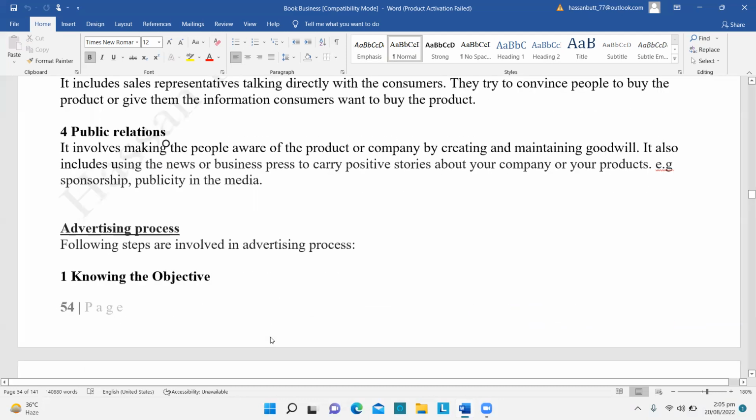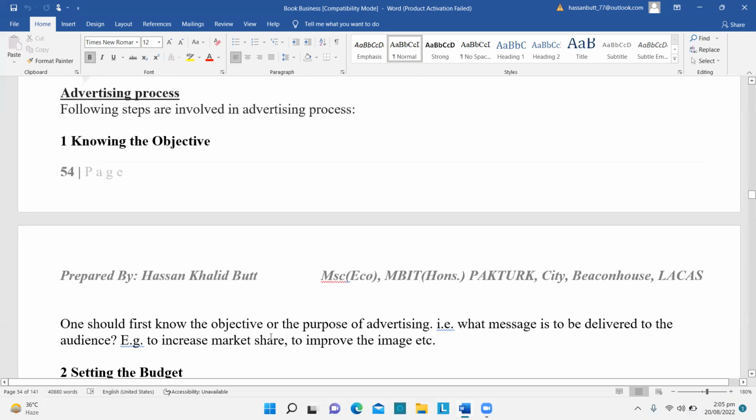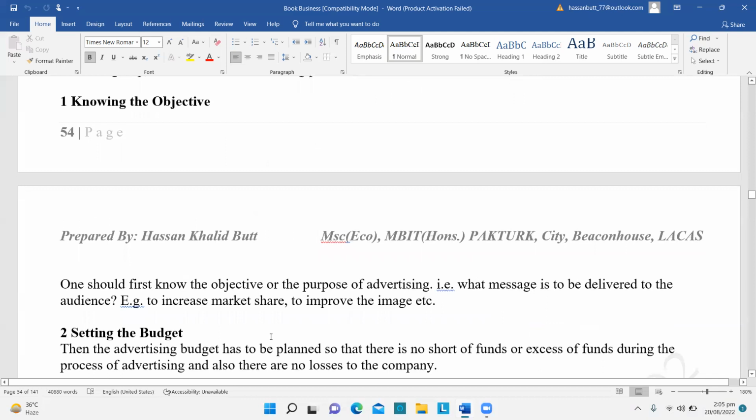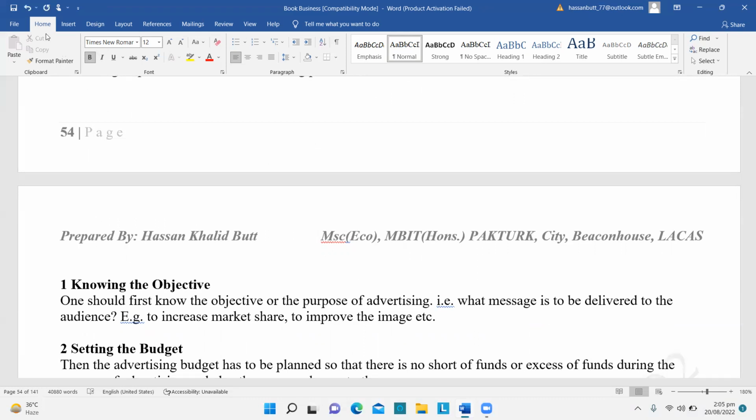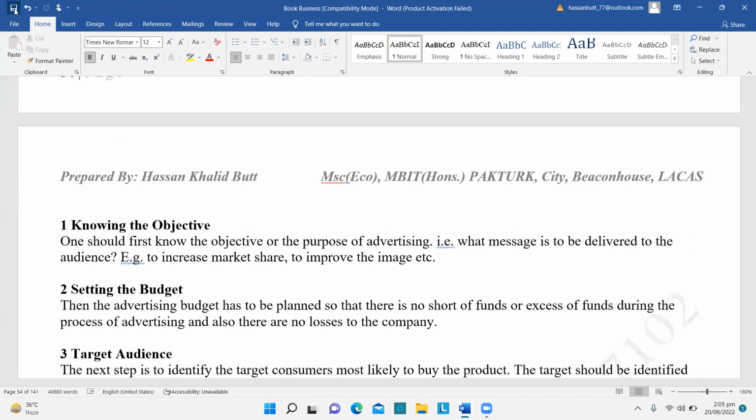Moving onwards, now look at the advertising process, which is one of the elements of promotion. One is knowing the objective. Of course, when you are going to plan for advertisement, you need to know what you are advertising for, and accordingly, you design the advertisement.